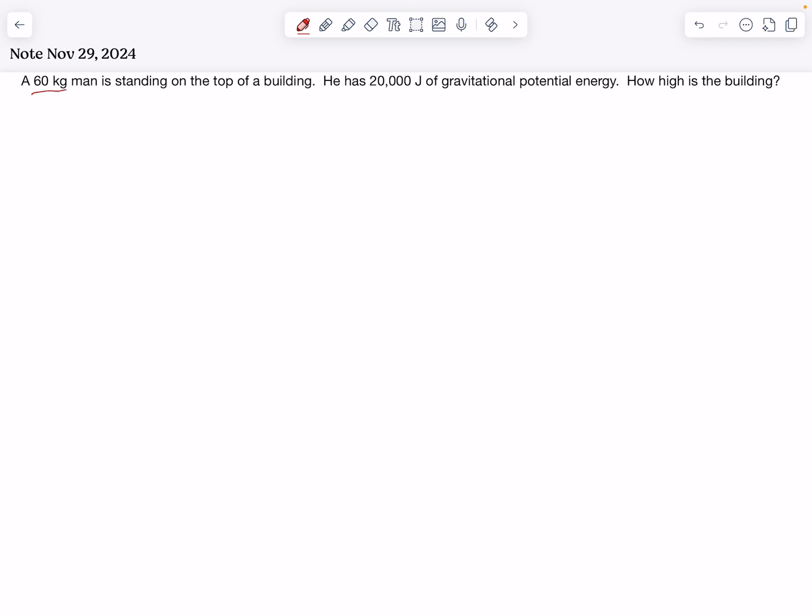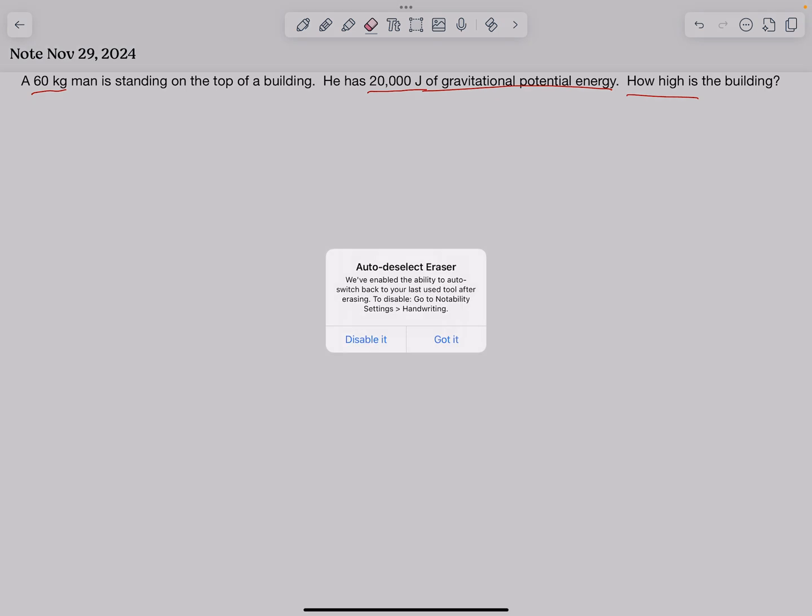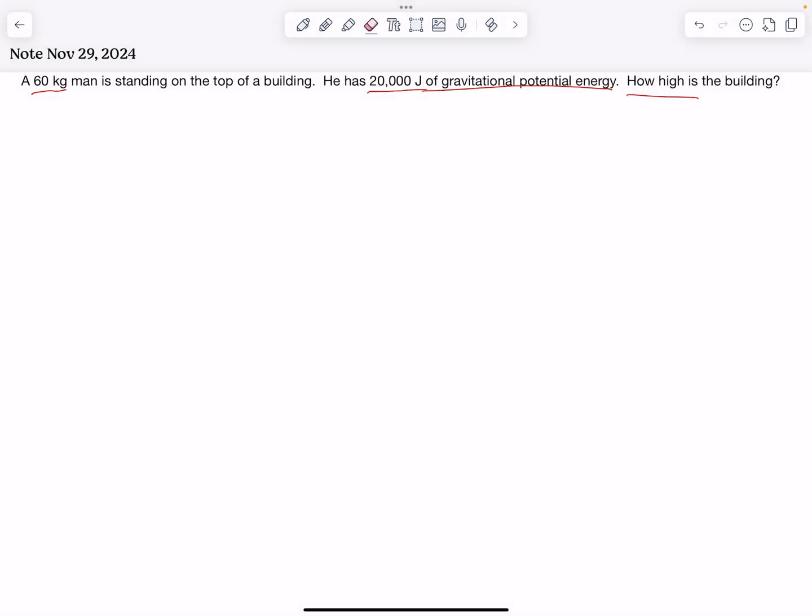We have a 60 kilogram man. We have 20,000 joules of gravitational potential energy, and we're trying to figure out how high. So I'm going to write that stuff down. We have a mass of 60 kilograms. We have a GPE of 20,000 joules. And we're trying to figure out the height.